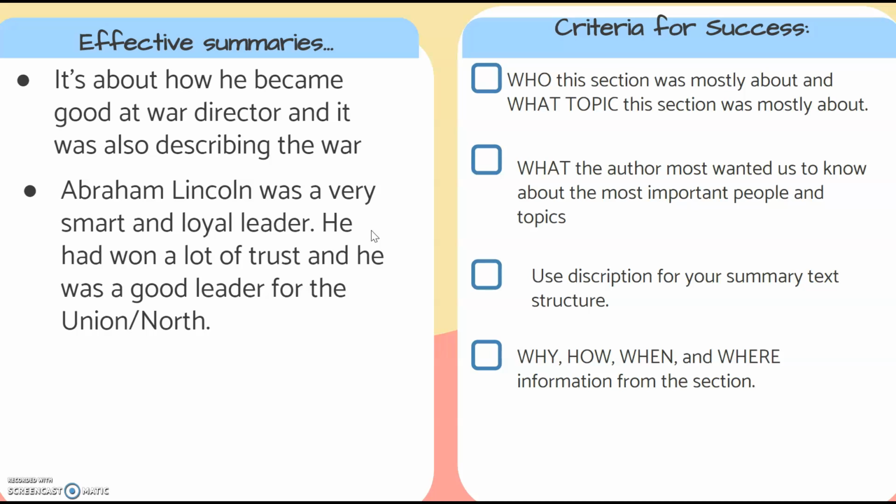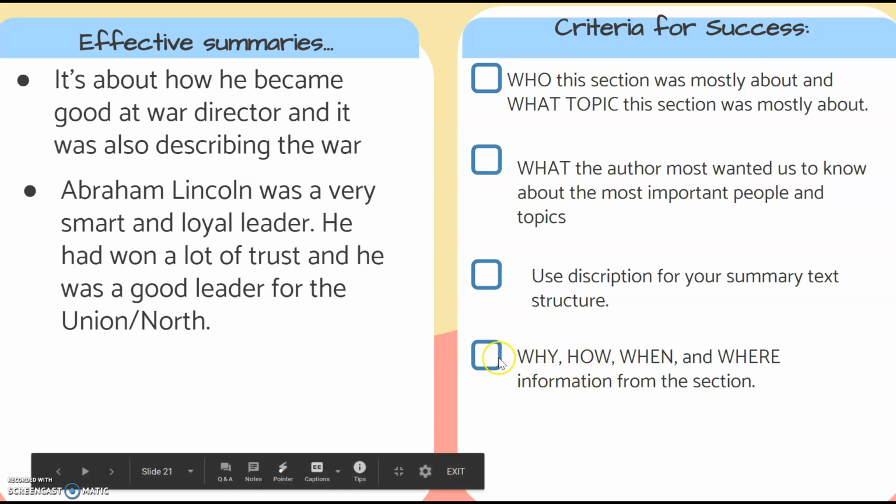Abraham Lincoln was a very smart and loyal leader. He had won a lot of trust, and he was a good leader for the Union/North. Well, this is a little bit better, right? This person identifies the who and what the topic of the section was mostly about, which is Abraham Lincoln. It identifies what the author most wanted us to know, which was he was a smart and loyal leader, right? I would say that yes, they use description, text structure to write their own summary, but I do think that they could have included at least one more thing that explained why, how, when, and where.